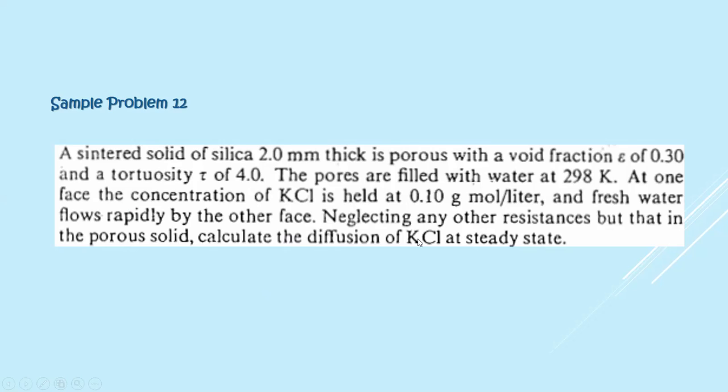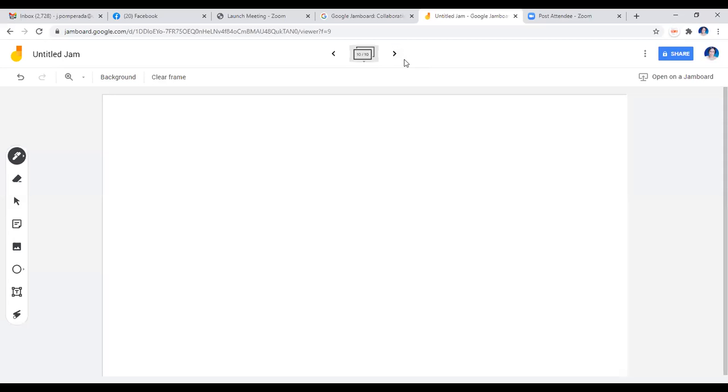So it's 0. Neglecting any resistances in the porous solid, we are to calculate the diffusion of KCl at steady state. So I will go to that problem about the KCl so I can read through it while we are working on the solution on the board. Okay, so we are for the sintered silica.